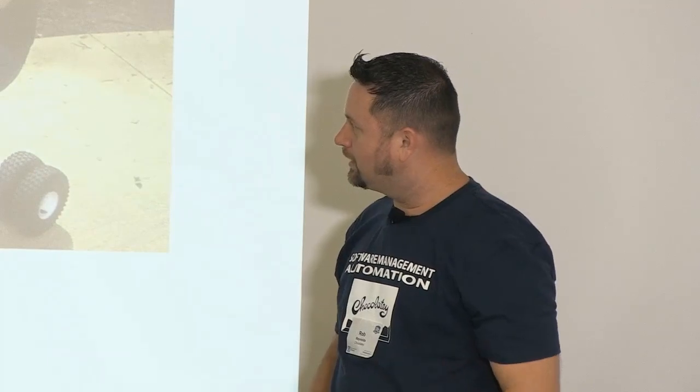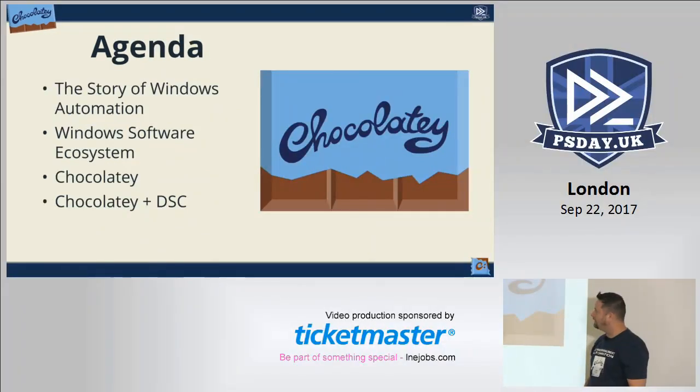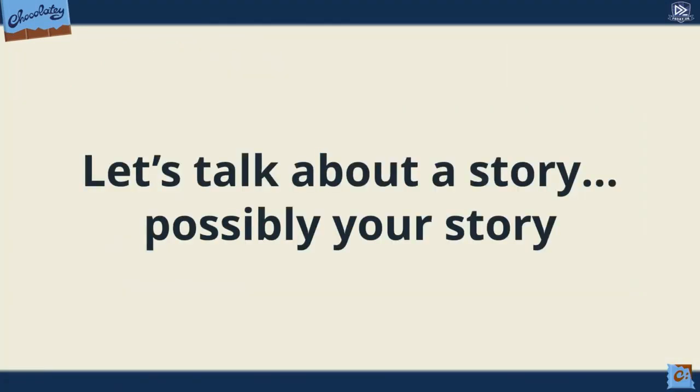I'm Rob. I've been working a little over 10 years in infrastructure automation and a couple other things. And I also created Chocolatey a few years ago. So today we're going to talk about the story of Windows automation a bit, and kind of how we've come to Chocolatey and all of that, right? And so let's just begin.